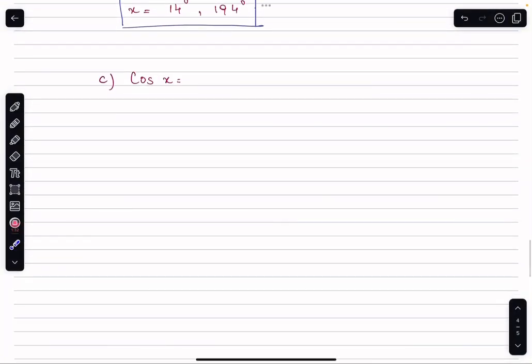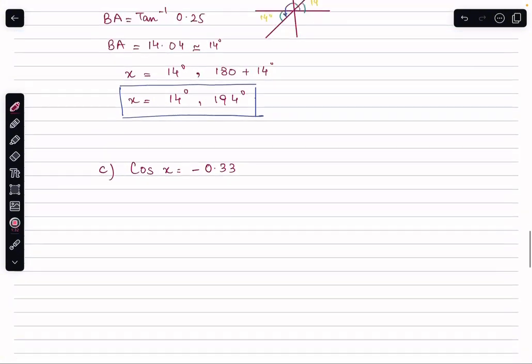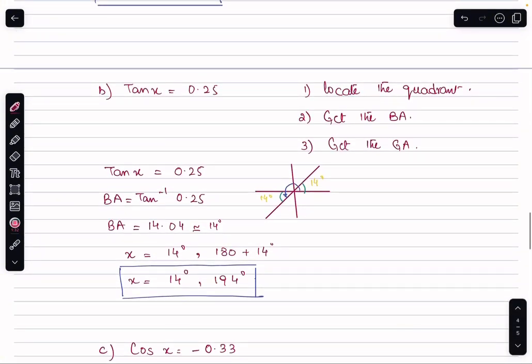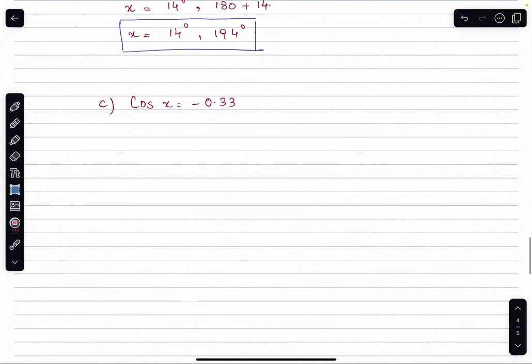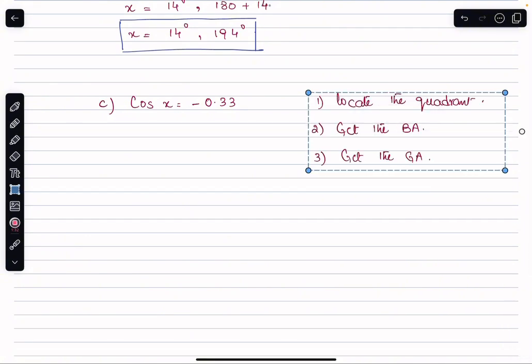Let's start solving it. Cos of x equals negative 0.33, and we are solving it in the degree mode. So just be careful that all your angle values are in the degree mode here. Then we have to follow the steps. Number one, locate the quadrant.